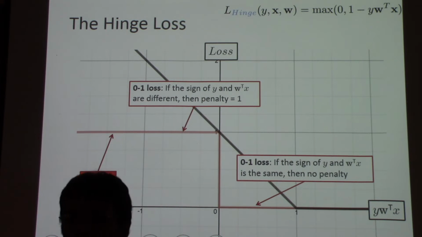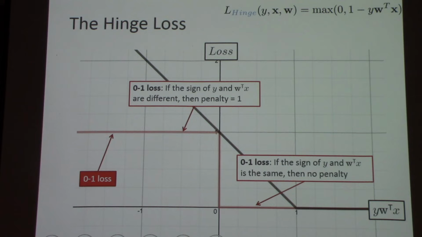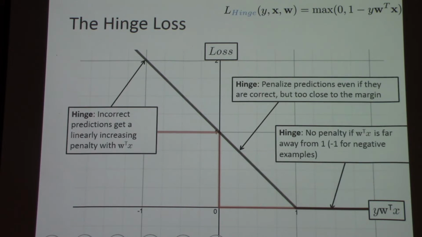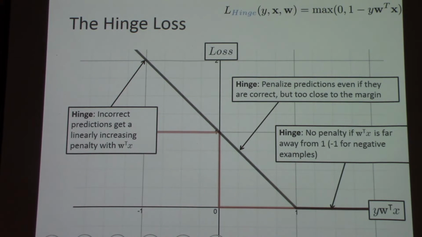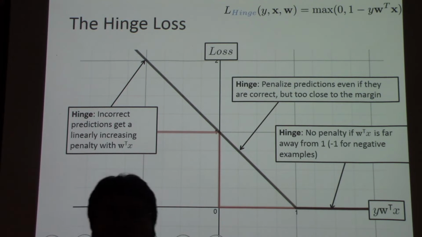And one of those surrogates is this thing called the Hinge loss. The Hinge loss is this black line, and it has these three regimes. When Y W transpose X is positive, that is, Y and the sign of W transpose X are the same, in other words the classifier is correct, and W transpose X is far away from the margin, in particular greater than 1, then that particular weight vector pays no penalty.